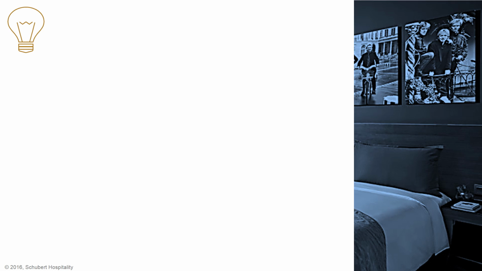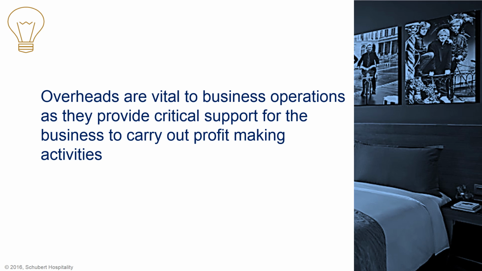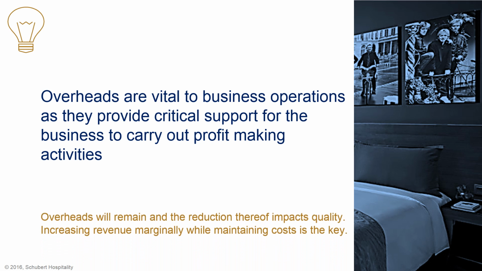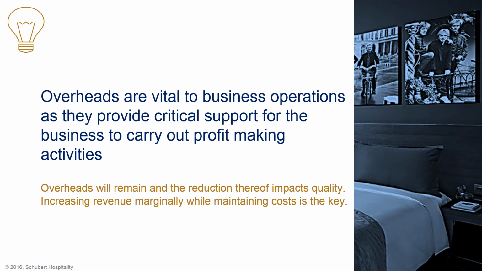When talking about costs or overheads, it is important to realize that the hotel's overheads are vital to a hotel's operation and ensures that the hotel can do business to turn a profit. Such overheads will always be there, and reducing them will impact quality levels. For example, if air conditioners are not serviced or cleaned when needed, they will stop working or develop problems that will make them more expensive to fix later or even cause the need for them to be replaced. It is more important to increase revenue while maintaining or managing costs.